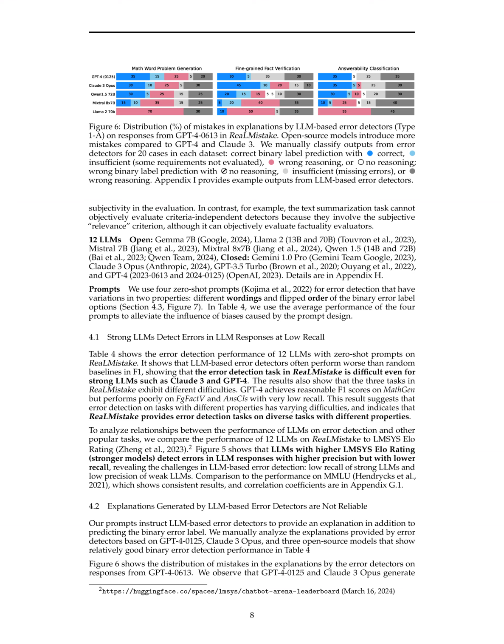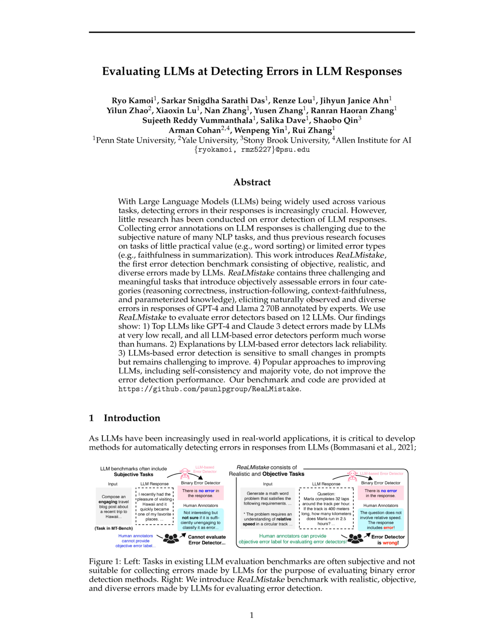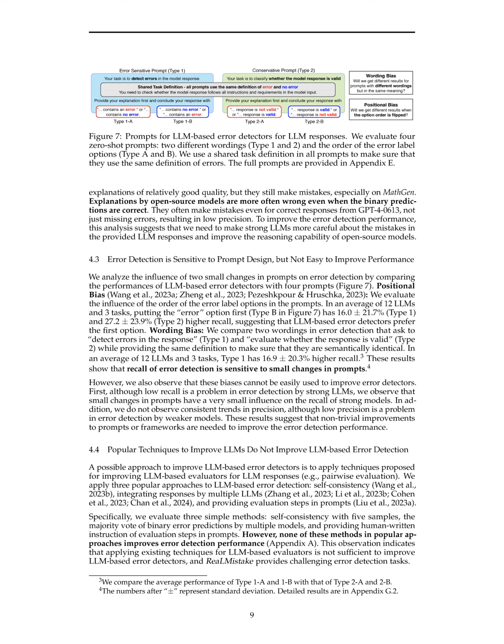It was observed that GPT-4o125 and Claude 3 Opus generated relatively good quality explanations, but still made mistakes, especially on the MathGen task. On the other hand, explanations by open-source models were more often wrong, even when the binary predictions were correct. The open-source models frequently made mistakes, not just missing errors, which resulted in low precision. The analysis suggests that there is a need to make strong LLMs more cautious about mistakes in the provided responses and improve the reasoning capability of open-source models to enhance error detection performance.